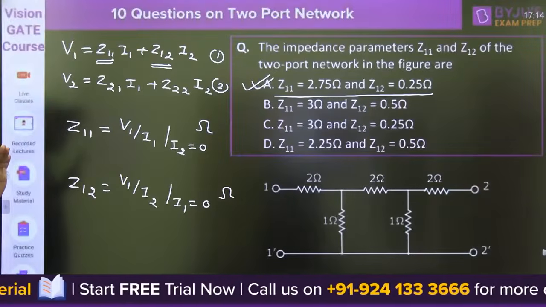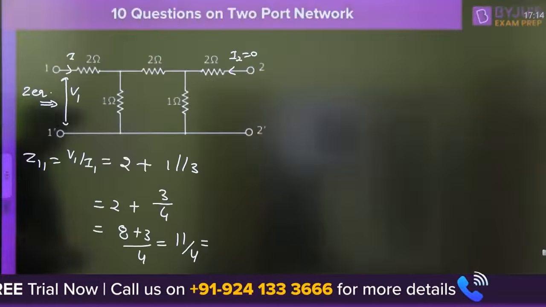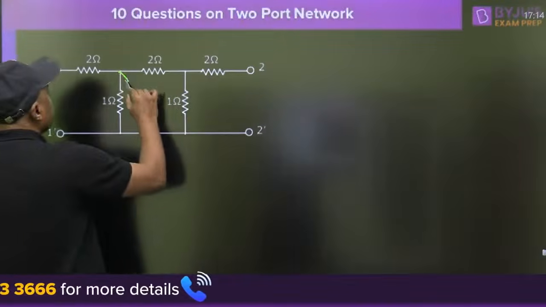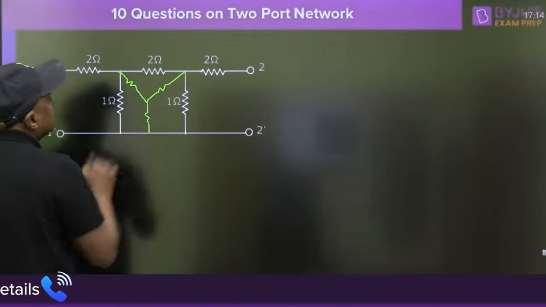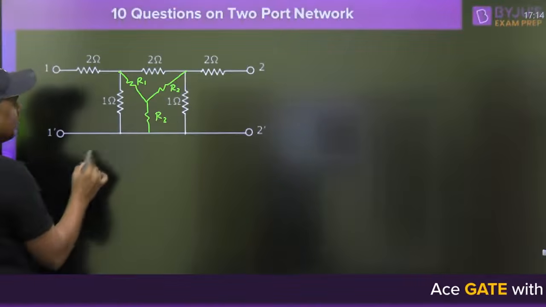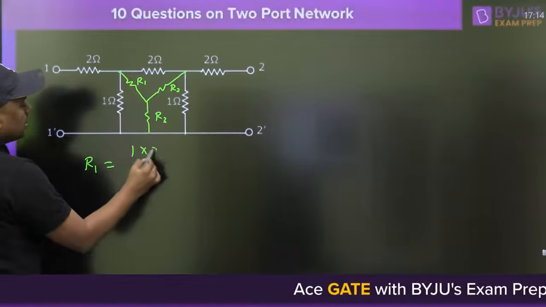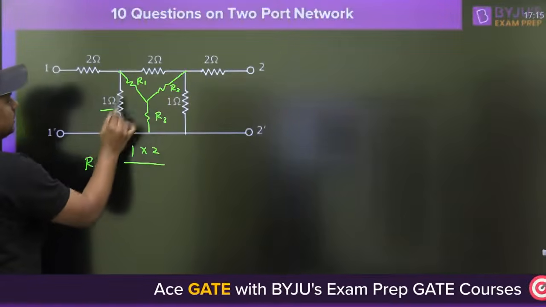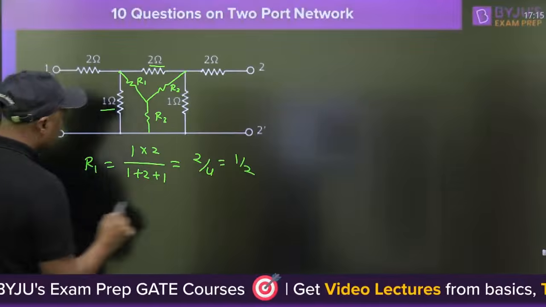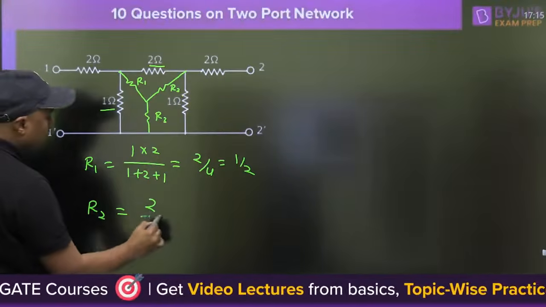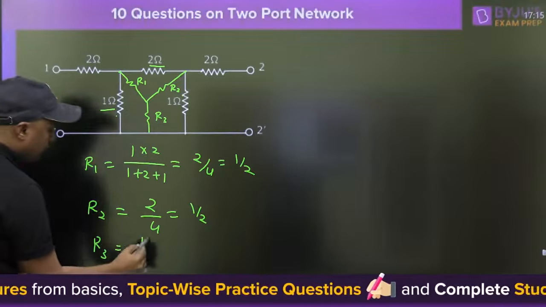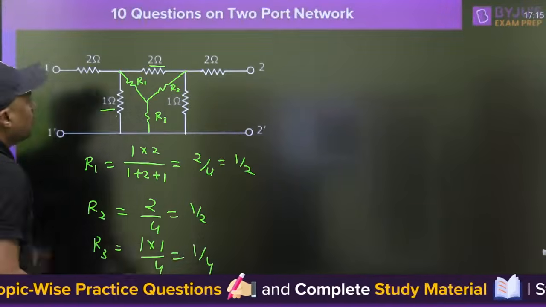And already I have given how to find the Z12. Now, if you want to use the star delta conversion, then again we can do the delta to star conversion. How? You can find this, right? Now remember, this is R1, this is R2 and this is R3. So what is the value of R1? 1 into 2 upon 1 plus 2 plus 1, that is 4. Denominator will remain the same, 2 by 4, that is 1 by 2. Similarly, what is R2? 2 into 1, 2 by 4, that is 1 by 2. And what is R3? R3 is equal to 1 into 1 by 4, that is 1 by 4.